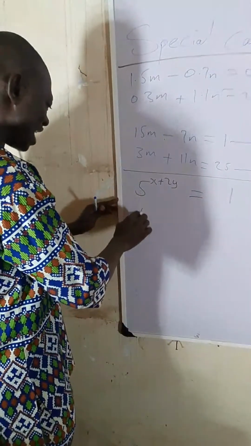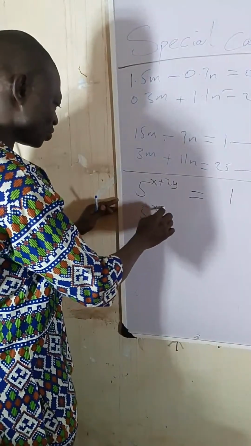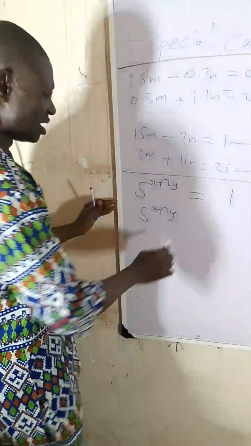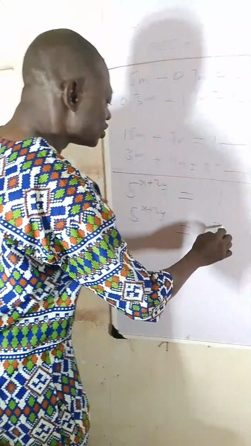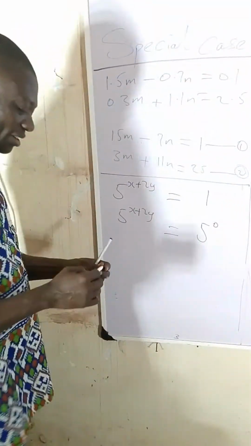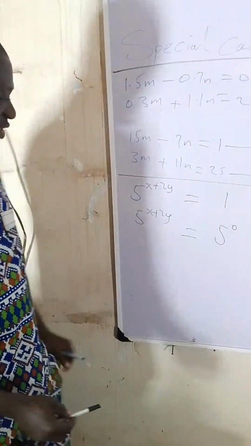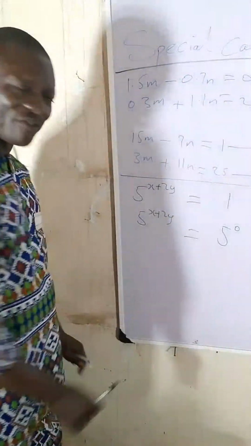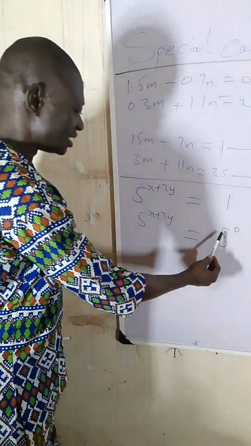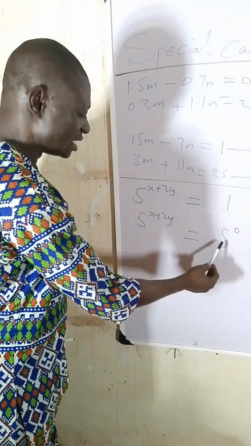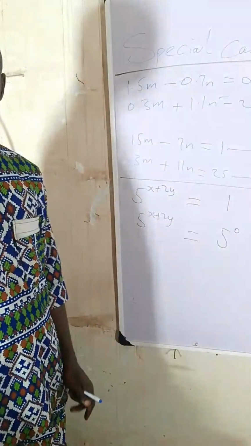We put this one as 5 raised to the power x plus 2y, which is correct, is equal to 5 raised to the power 0. Remember, any number raised to the power 0 is 1. And so the amount 5 having the same base. And the same thing we have here, 1. This will be the meaning of 5 raised to the power 0.